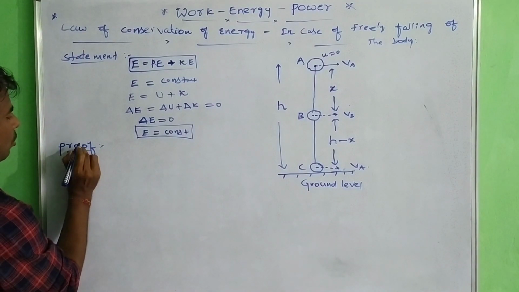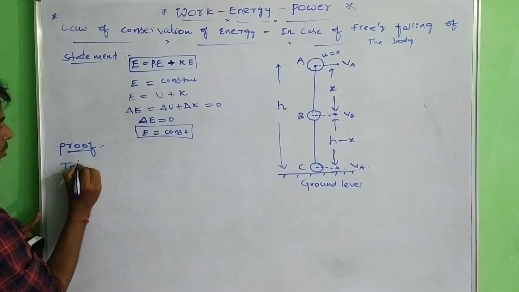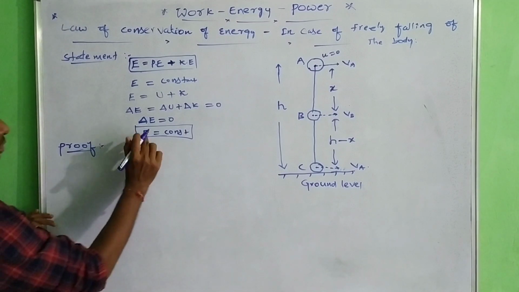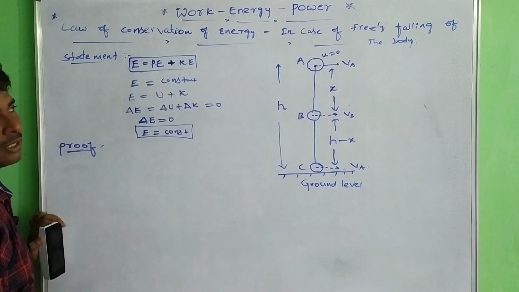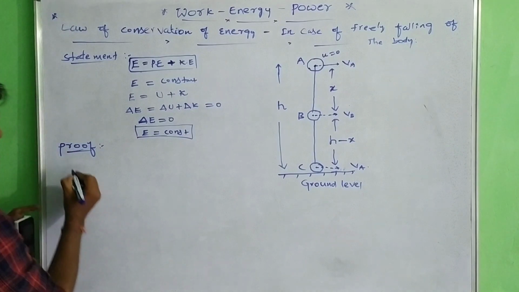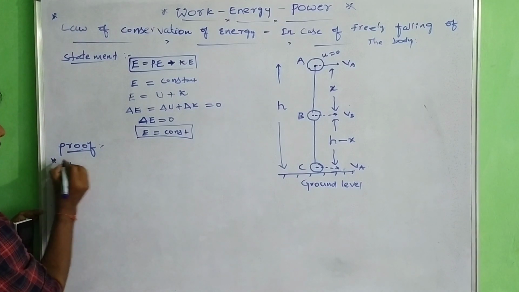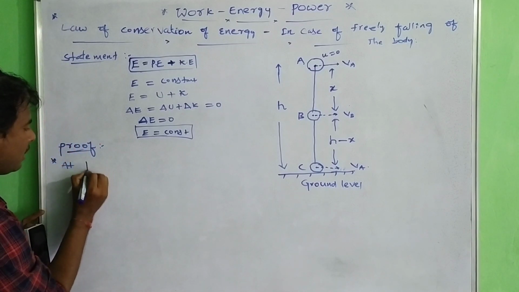To prove that the total energy at a point remains the sum of potential energy and kinetic energy, we calculate the total energy at points A, B, and C. First, at point A.